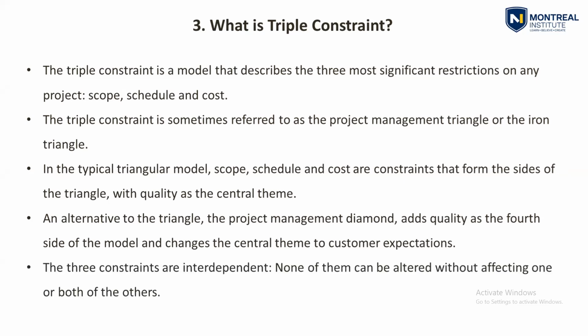So the three constraints are interdependent. None of them can be altered without affecting one or both of the others. So if you have any changes in cost, it will impact schedule and scope. If you have any changes in your schedule, it will impact your scope as well as your budgeted cost. Same thing, if you have any changes in your cost, you need to alter your scope and schedule. So it is dependent on one another. So they are interdependent constraints.